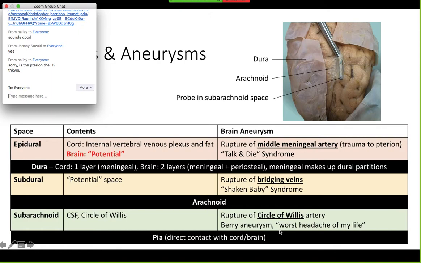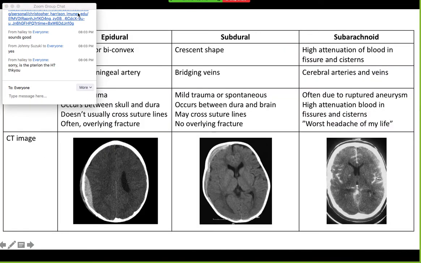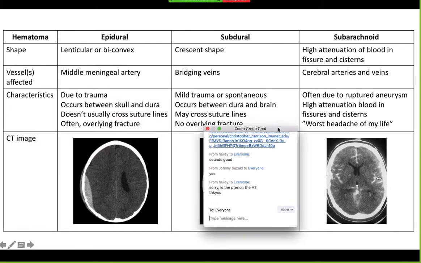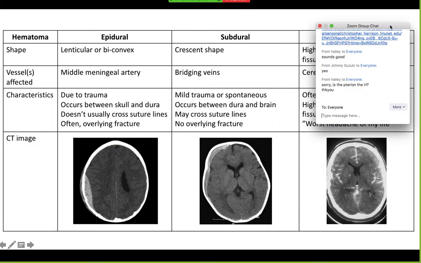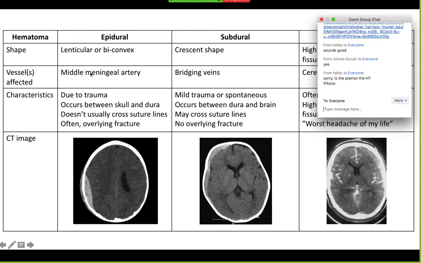And the common presentation you'll see here is the patient comes into the ER and says, doctor, I have the worst headache that I've ever had in my life. The pain's a 10 out of 10 and it's just terrible. So what you'll see with that is a subarachnoid hematoma. Okay. And then we already walked through, I think, most of this.